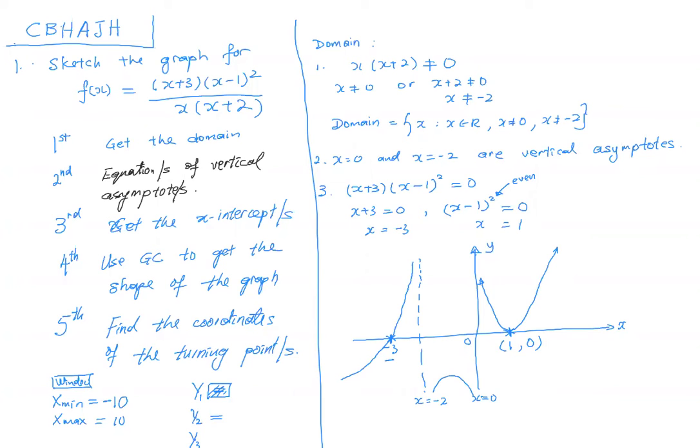Okay, can someone find the coordinates of this turning point? You got it already? Can I ask Azif? For the minimum, I got 10. For the maximum, definitely. Maximum? I got negative 0.656. And one more, negative 7.291. Okay, 3 significant figures.